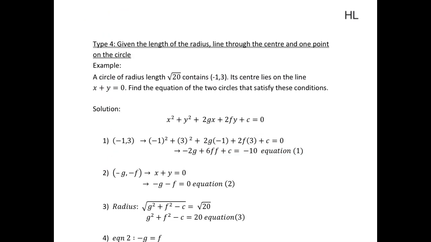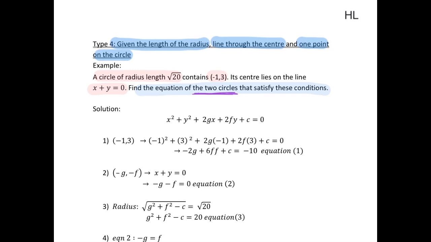The fourth type of this question are questions where we are given the length of the radius, a line through the centre, and one point on the circle. In our example here, we are told that a circle has a radius length of square root 20 and contains the point -1, 3. Its centre lies on the line x plus y equals 0, and we're asked to find the equation of the circle that satisfy these conditions. In this case, we notice that we're asked for two circles. We'll see where this comes in later in the example.